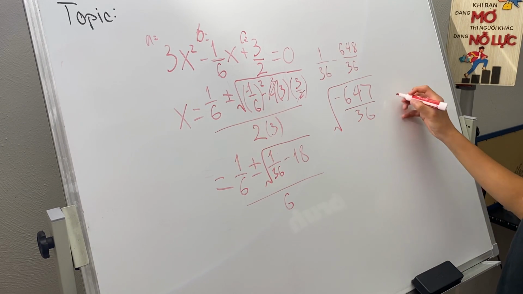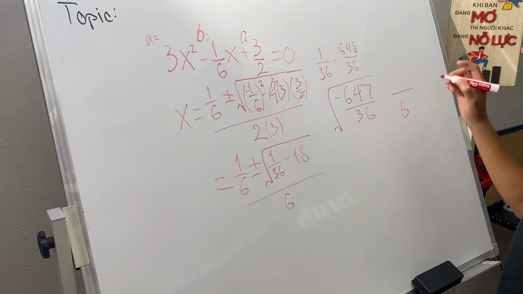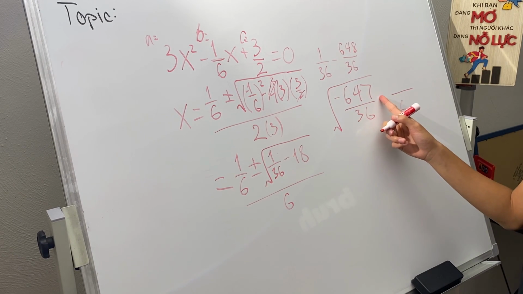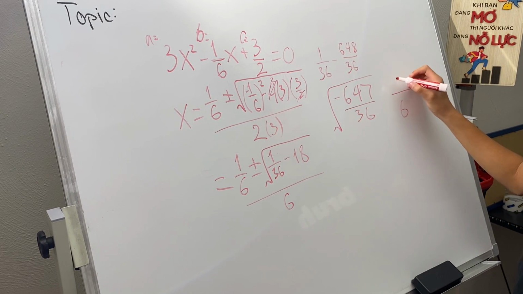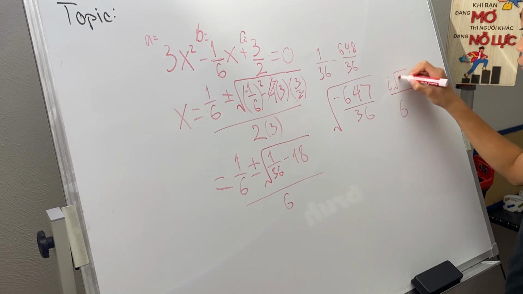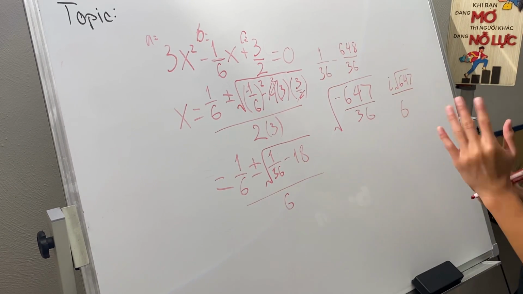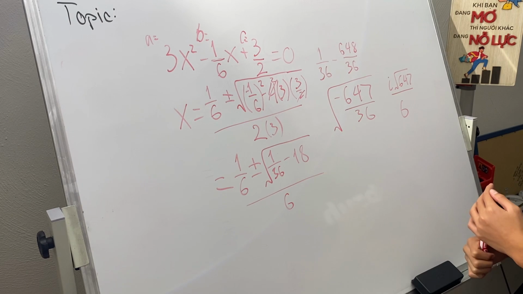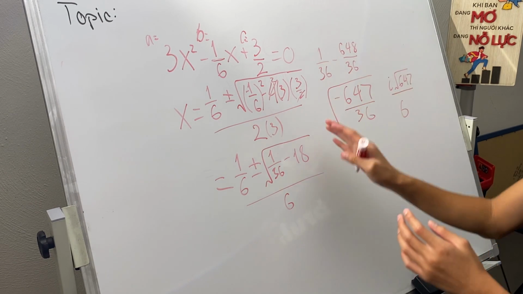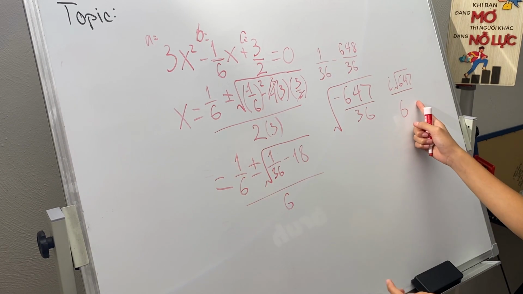So the bottom, you know, is gonna be 6. And the top, you see a 7. So probably you can't reduce it. So it's gonna be i root 647. It's very nice. Okay, so all of this, read this.